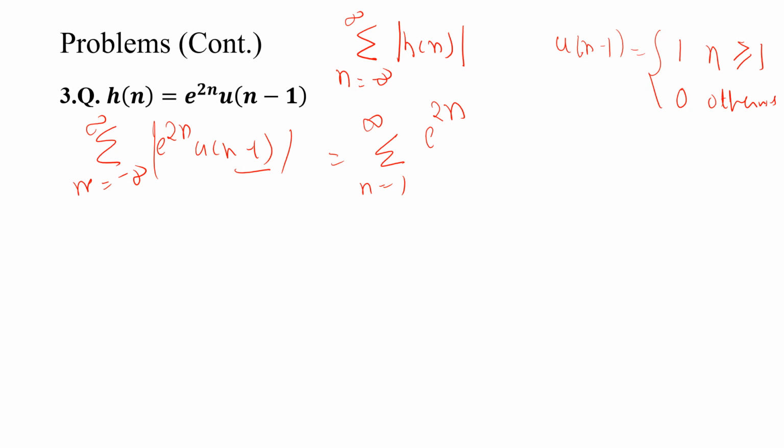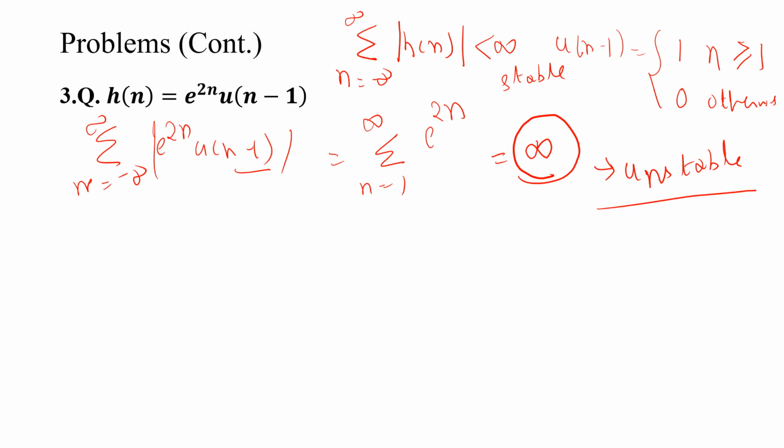So e to the power 2n means this e to the 2 is not less than 1. If I put n equal to 1, e to the 2, e to the 4, up to infinity it will go. It will be infinite. As it is infinite, it is not less than infinity, so it is unstable. So h of n is equal to e to the 2n u of n minus 1 is an unstable system.